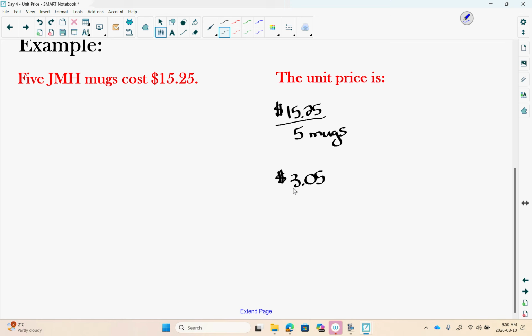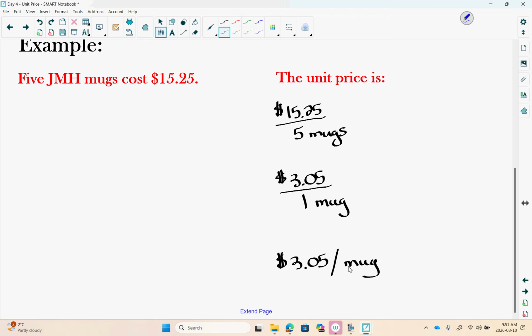How do I read that? $3 and what? 5 cents. And what's on the bottom? 1 mug. Now, we usually express that like so. We would call that $3.05. And then instead of writing over 1, a lot of times we'll put this slash. And then I'll write mug.